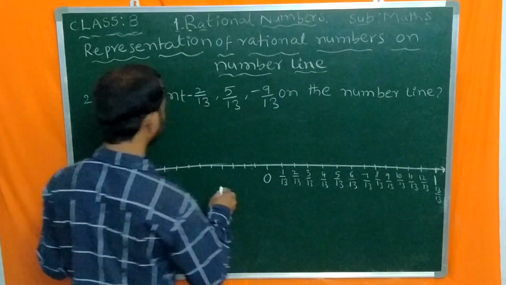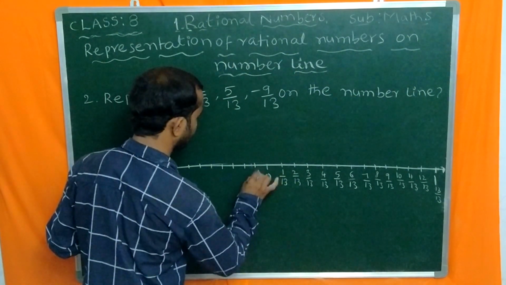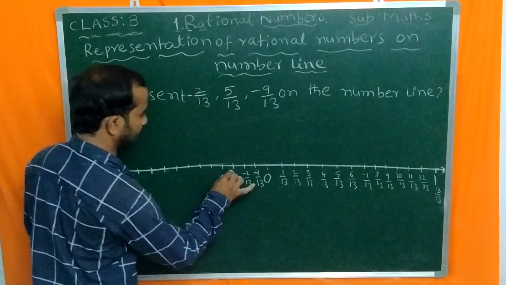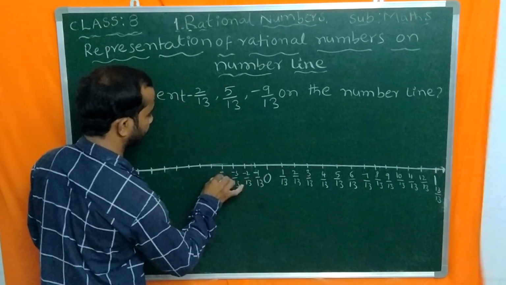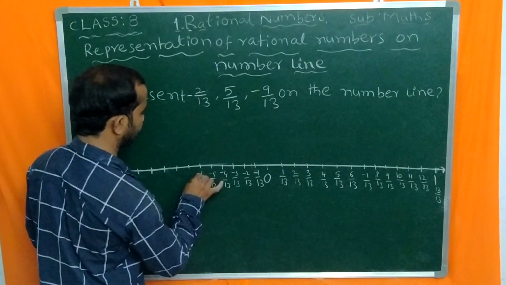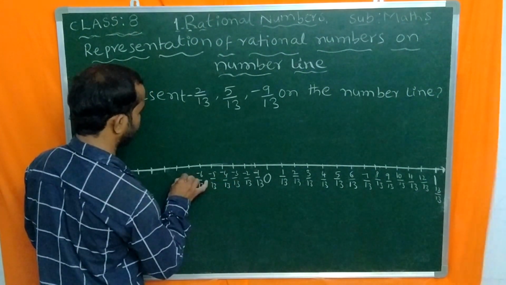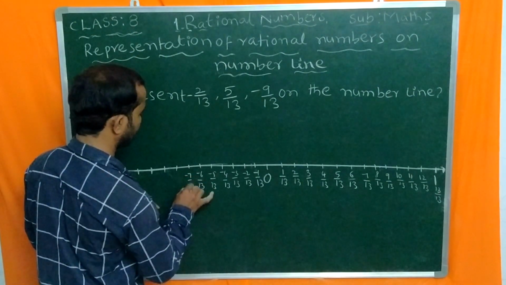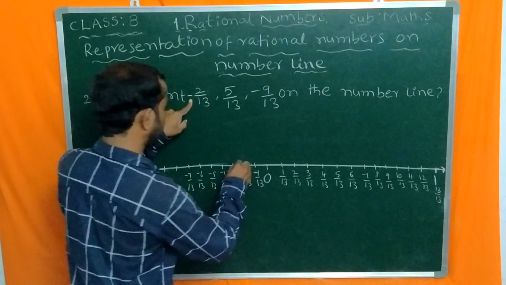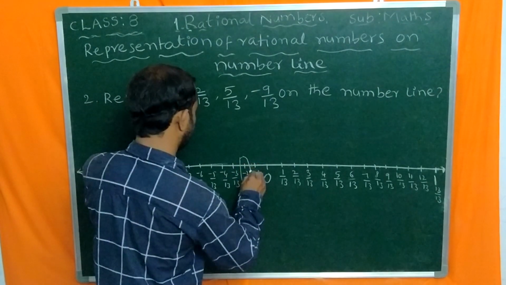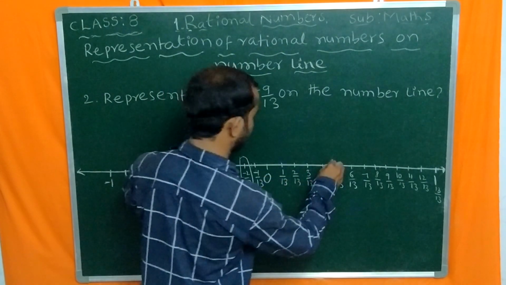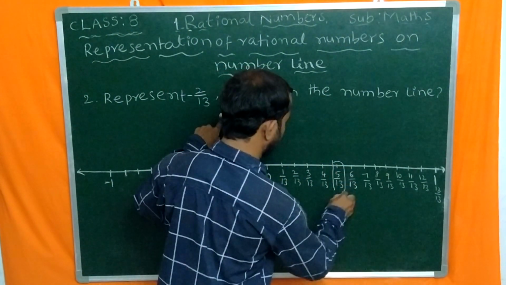So next, minus 1 by 13, minus 2 by 13, minus 3 by 13, minus 4 by 13, minus 5 by 13, minus 6 by 13, minus 7 by 13, and so on. First of all, minus 2 by 13. Here, minus 2 by 13. Next, 5 by 13, right side of the 0. This is 5 by 13.